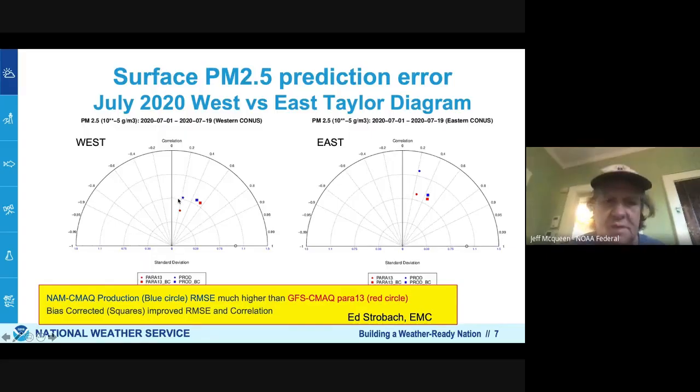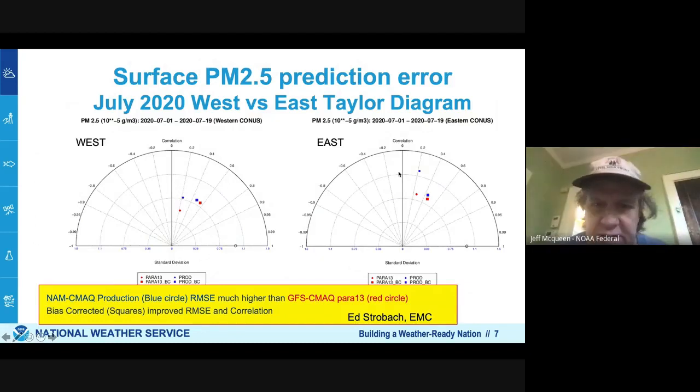So here's just an average and overall prediction of the operational system in red, unbiased corrected, and the squares are the bias correction. And it's the experimental system in blue, for the Western U.S. and then for the Eastern U.S. You can see the importance of bias correction overall for the month of July, a nice improvement in bias correction and correlation. The further you go to the right in correlation, the better it gets, and the higher you go, the RMSE is better. So that's basically what this slide is telling us.